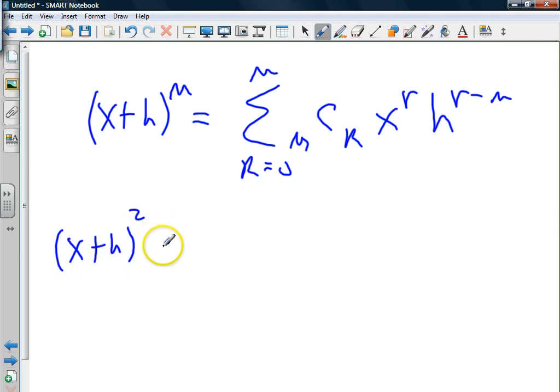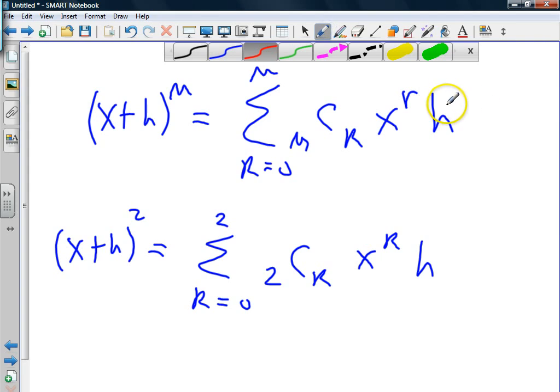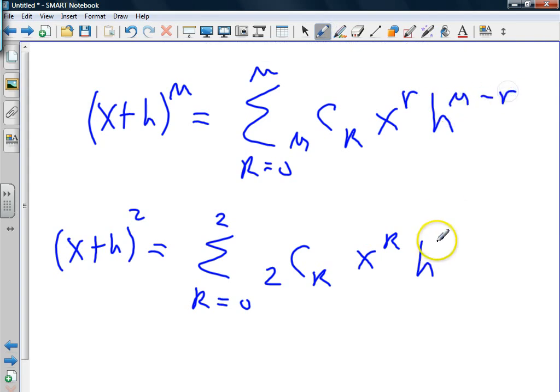What does it mean? It says take the sum as r goes from 0 to n, which is 2, of 2Cr, x to the r, h to the, sorry, that's backwards. n minus r. Yeah, that's going to be n minus r. What the heck does that mean?